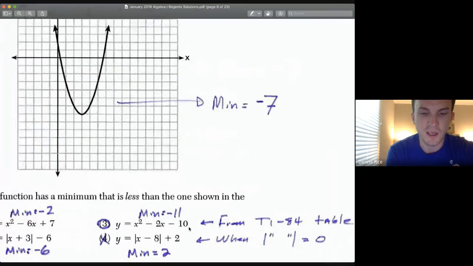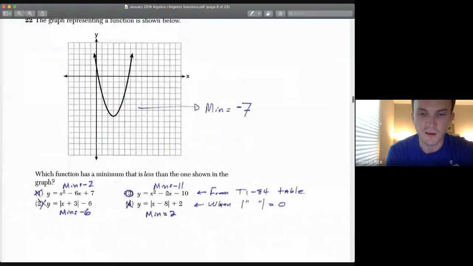Its minimum was at negative 11. And you see I even wrote from my TI-84 table. The absolute value ones, you could just look at it. The minimum value is 2. The minimum value is negative 6, because that's the vertex itself. You could see the vertex in 2 and 4.